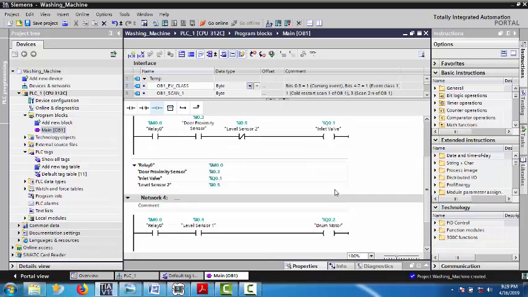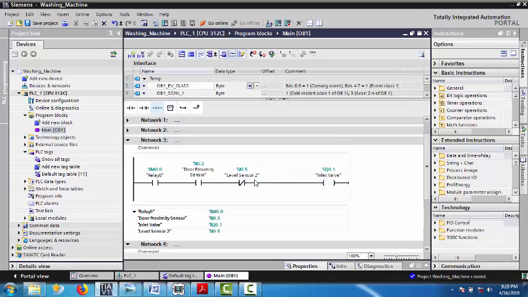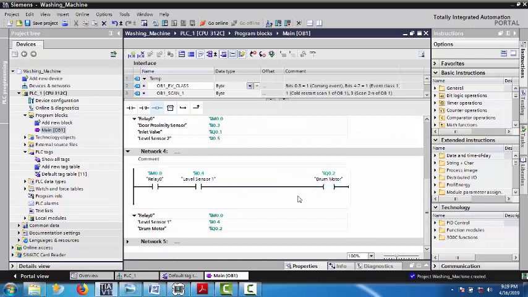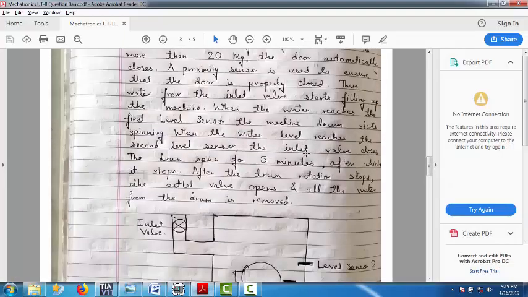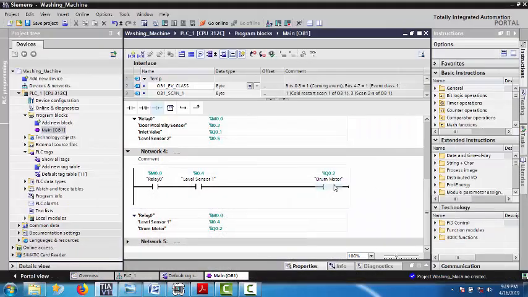The drum motor is rotating. Even when the water reaches level sensor 2, the drum motor is still rotating. What is the next condition? The inlet valve closes. The drum spins for 5 minutes, after which it stops. So the drum motor starts, but it should operate only for 5 minutes. 5 minutes is 300 seconds. So the drum motor should operate for 300 seconds.